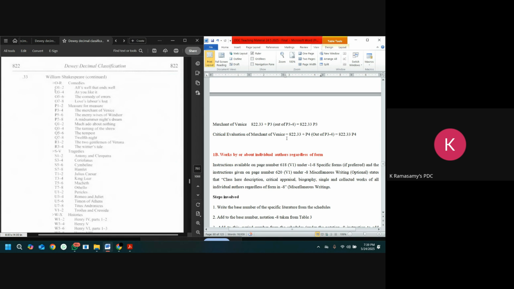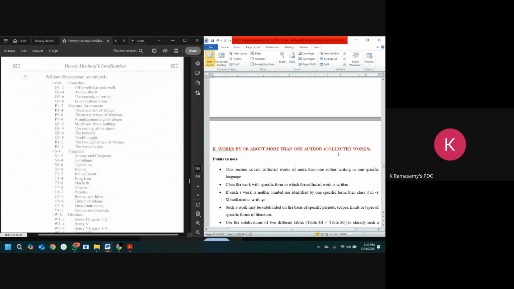If somebody is writing a book criticizing the Merchant of Venice, it is very simple: 822.33 P4. P3 stands for original work. P4 stands for the critical evaluation. So this kind of number can be constructed by you for any individual author if you want. Okay, fine. So that's about individual authors.